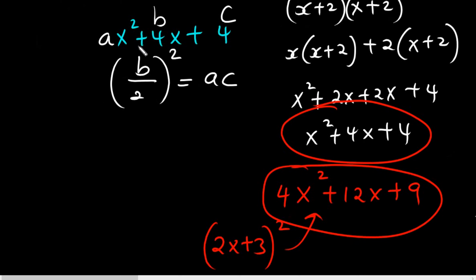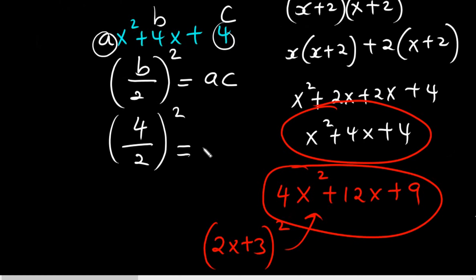So let's see whether it's true for this perfect square. So b is 4, and then we divide it by 2, and then we square it. What do we get? 4 divided by 2 is 2. 2 squared is 4. What about a times c? 1 times 4. Is it 4? It's 4. So you can see that relationship holds for that perfect square.